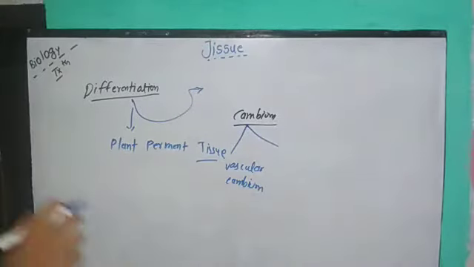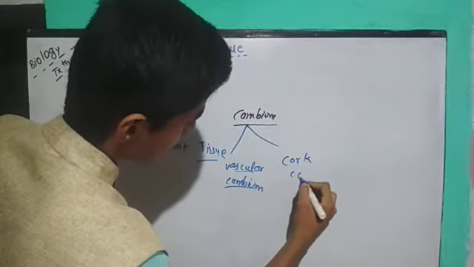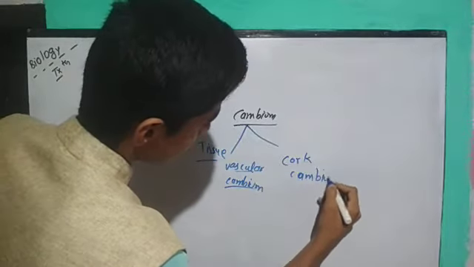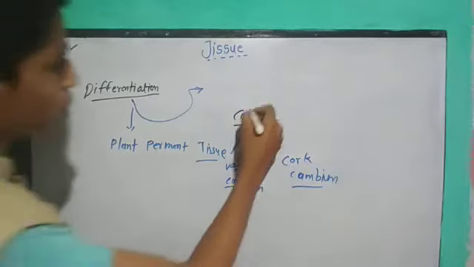We are discussing here cambium. Cambium is of two types, vascular cambium and cork cambium. Let's see the differences between vascular cambium and cork cambium. Before that, let me tell you about the cambium.